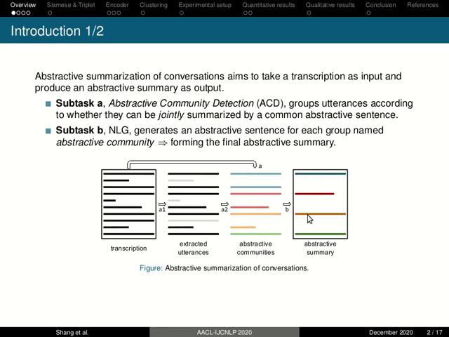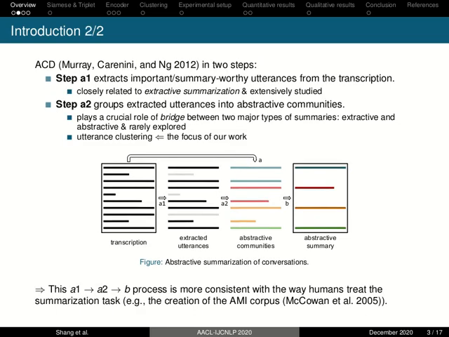We argue that ACD should be broken down into 2 steps. Step A1 extracts important or summary-worthy utterances. Step A2 groups extracted ones into communities. This A1, A2, B process is more consistent with the way humans treat the task.